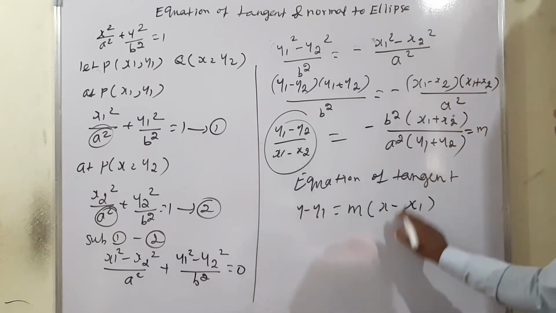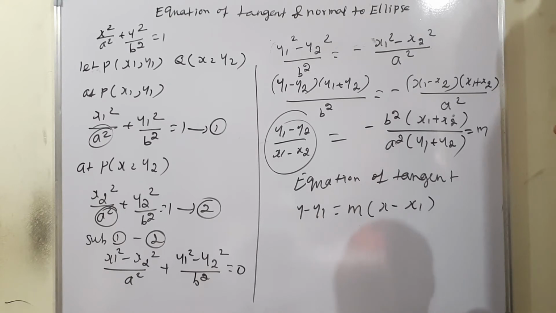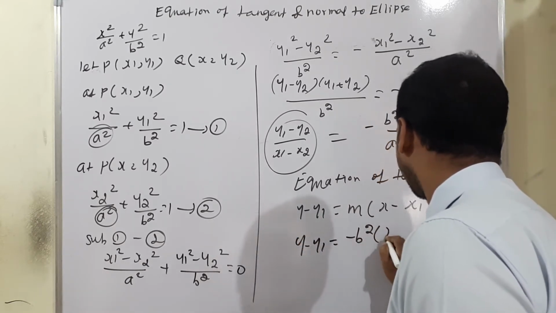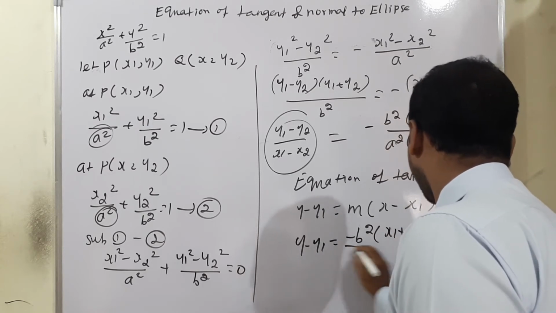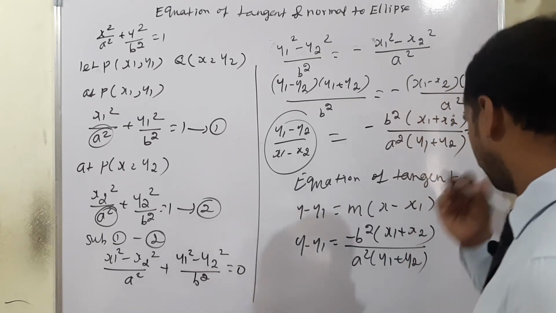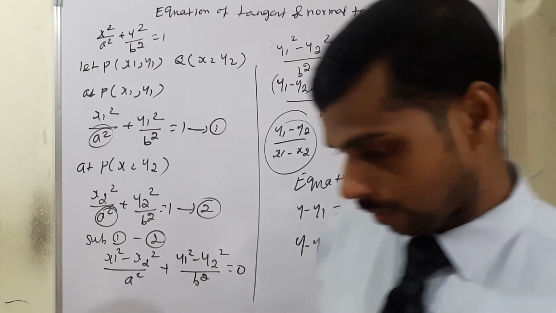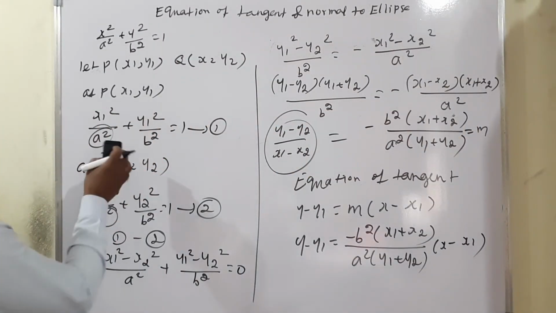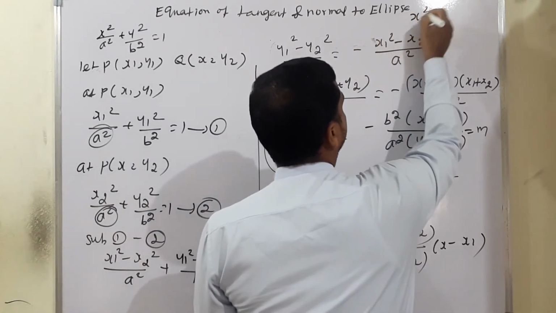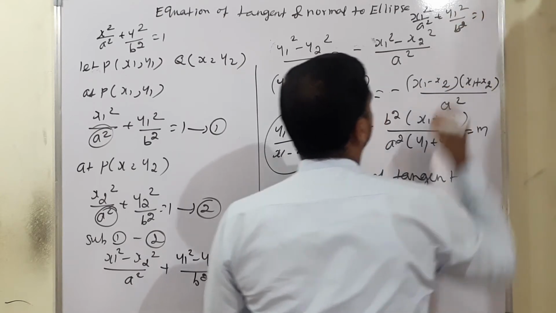What is the meaning of m? Minus b square divided by a square into x1 plus x2 over y1 plus y2. Therefore, y minus y1 is equal to minus b square into x1 plus x2 divided by a square into y1 plus y2 into x minus x1, isn't it? So this is the first equation we need, I will write it here. What is the meaning? x1 square divided by a square plus y1 square divided by b square is equal to 1.